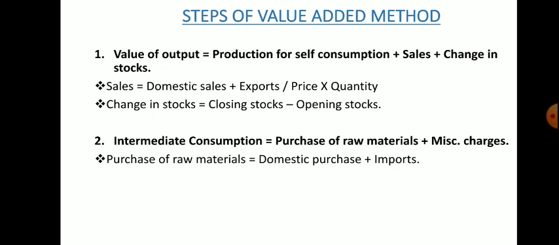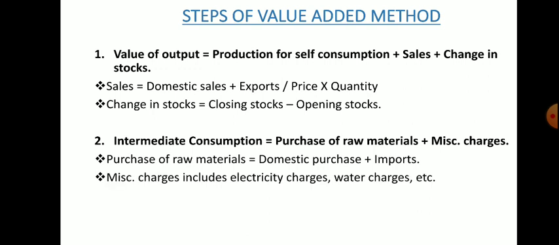Before that, let me tell you about the purchase of raw material, like sales. The producer can sell their product within the country or outside the country. Similarly, the producer might purchase their raw materials from within the country, that is, from the domestic territory, or it might happen that they have to import them from outside, in a foreign country. So purchase of raw materials is what? Domestic purchase plus imports.